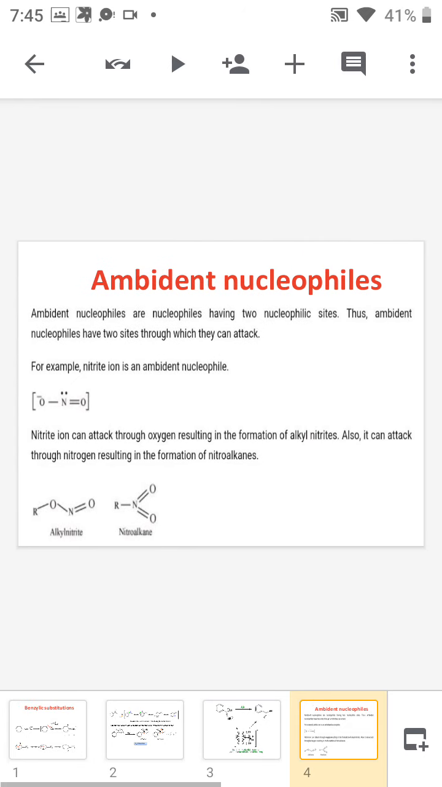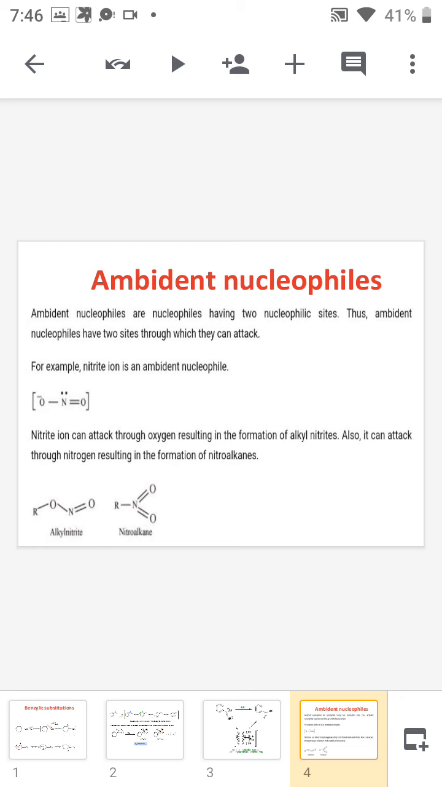Now we are moving into the next topic, that is ambident nucleophile. Usually in a nucleophile there is one single atom which is used for coordinating the reaction center. Ambident nucleophile means a nucleophile having 2 nucleophilic sites and they are ready to attack the substrate.